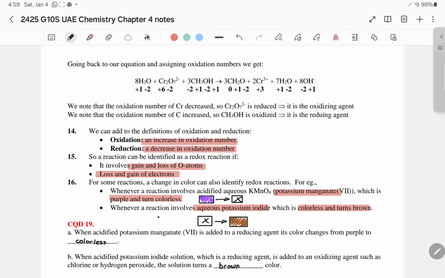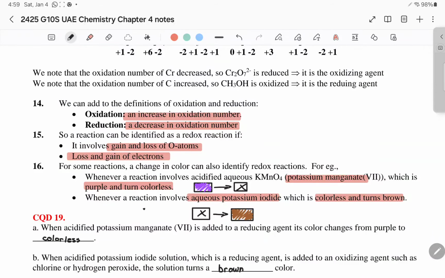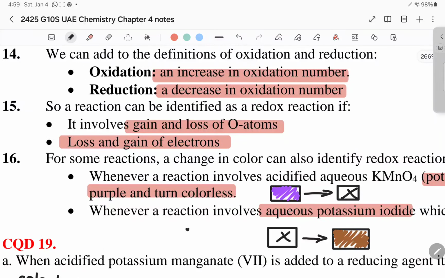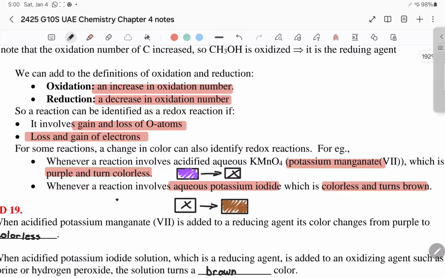Now here, they're telling us a few things. Oxidation is when you increase the oxidation number, and reduction is when you decrease it. And if you want to know if a reaction is redox or not, it would be redox if you gain and lose atoms of oxygen and lose or gain electrons.